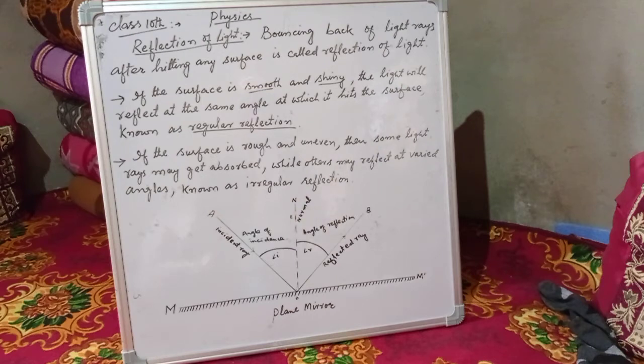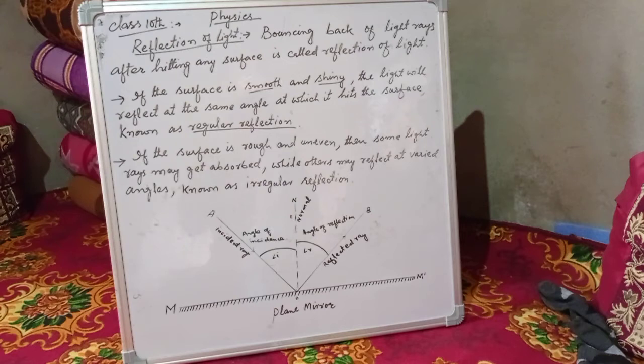So, we can describe this reflection of light as a phenomenon by which a ray of light changes the direction of its propagation. Changes the direction of its propagation means movement, when it strikes a boundary or a surface between two different media through which it can pass. Got it here?